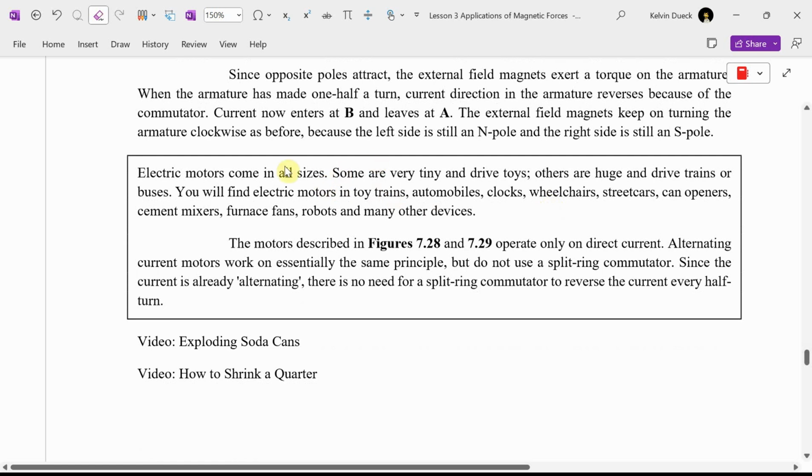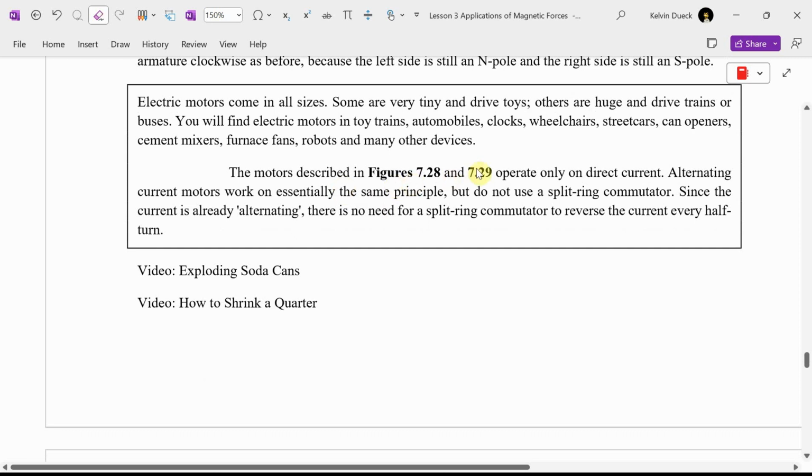I'm just going to read here. Electric motors come in all sizes. Some are very tiny. They drive little toys. Others are huge, drive trains or buses or cars. You'll find electric motors in toy trains, cars, clocks. That's an electric motor in my wall clock. Wheelchairs, streetcars, can openers, cement mixers, furnace fans, robots, many other devices.